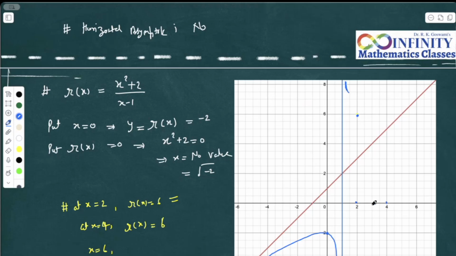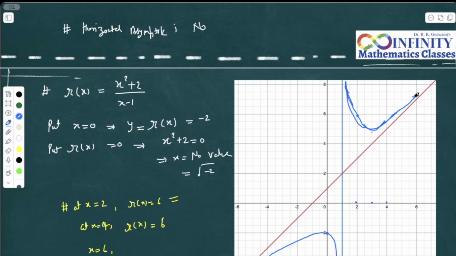You can just get some point like 3. 3 squared plus 2 is going to be how much? 9. And 9 by 2 is going to be 4.5. 4.5 is going to be somewhere here. So I should be getting a graph something like that. And ultimately it will go along this line because this is going to be the asymptote.